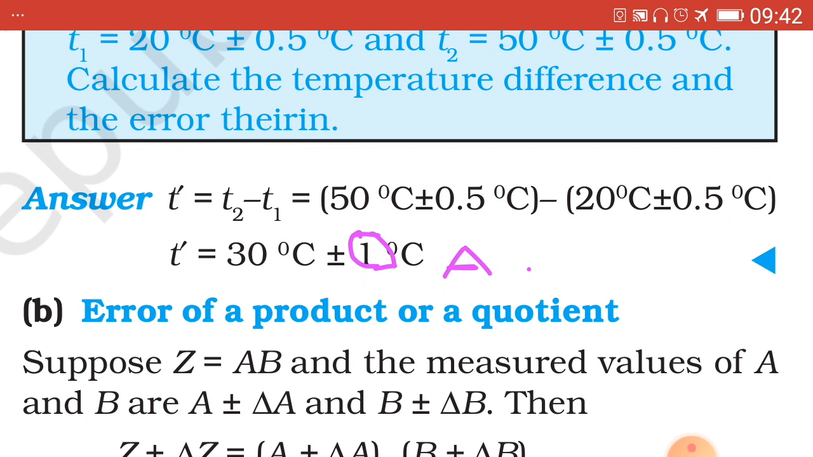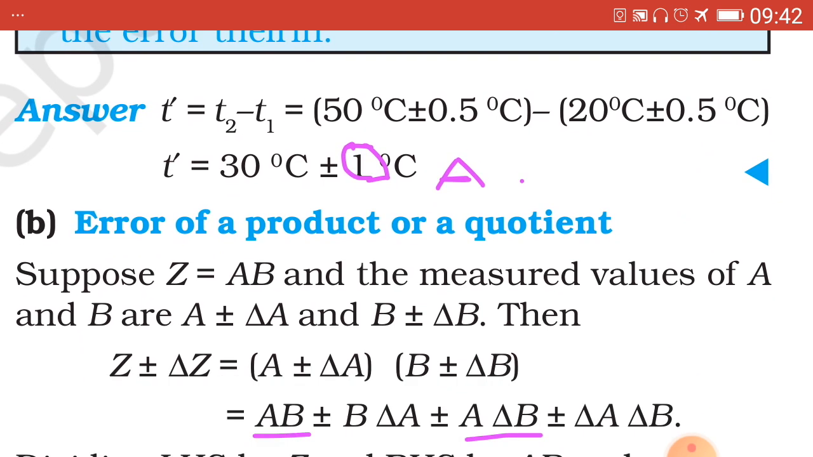Plus minus denotes absolute error in the physical quantity. Now we refer the solution, which is T dash, that is the temperature difference, equal to T2 minus T1. Here T1 is given 20 degrees centigrade plus minus the given absolute error, and T2 equal to 50 degree centigrade plus minus the absolute error. So T2 is substituted 50 degree plus minus 0.5 degree centigrade minus 20 degree centigrade plus minus 0.5 degree centigrade, that is the value of T1.